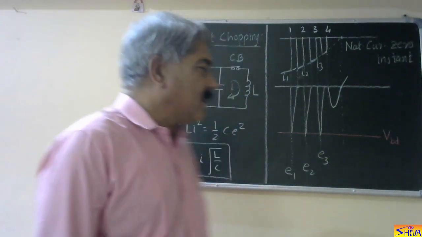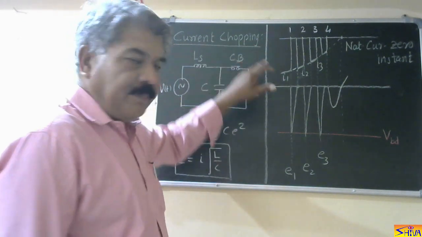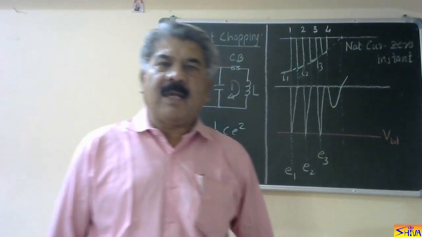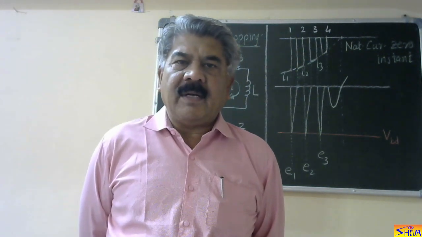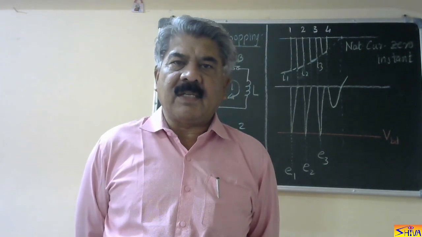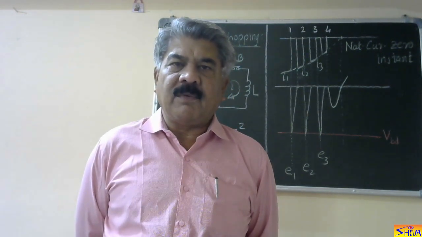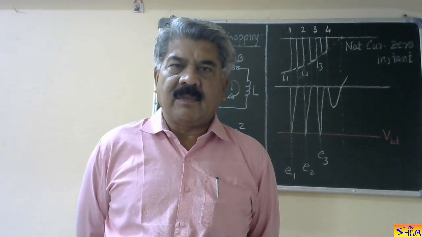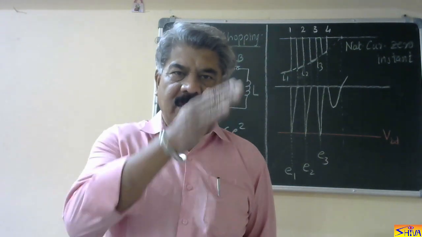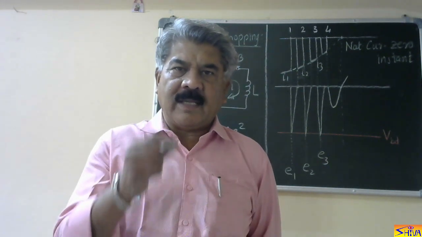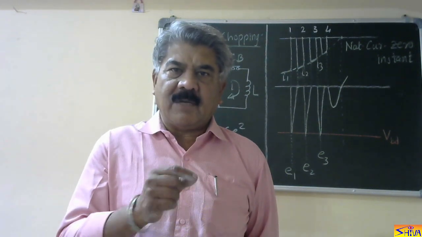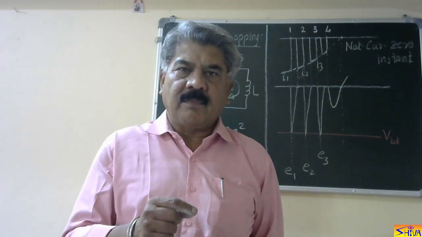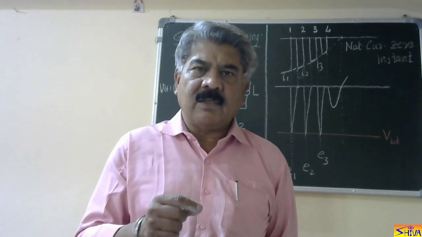The phenomenon is called current chopping. Definition: while interrupting low inductive current, rapid deionization forces current to become zero well before the natural current zero instant. This is called current chopping. Chopping means it is cut down. So before the natural current zero instant, arc interruption takes place. Therefore current becomes zero. So this is called current chopping.